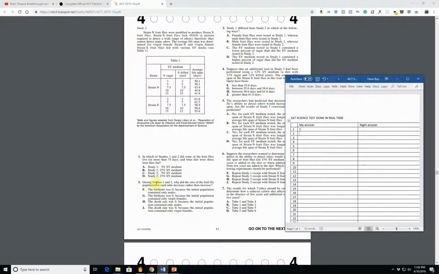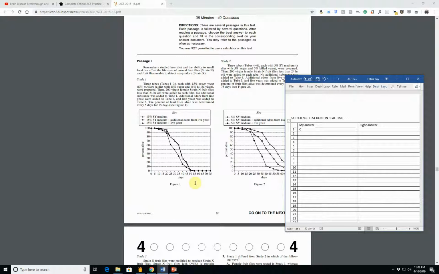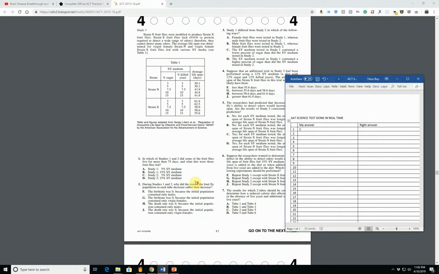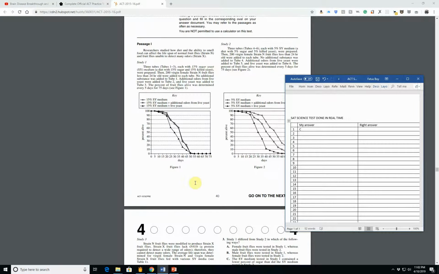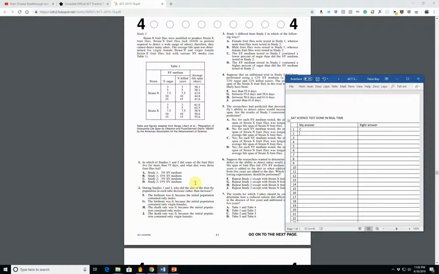During studies 1 and 2, why did the size of the fruit fly population in each tube decrease rather than increase? Well, it started with 200 and no additional substance was added. Okay, so it just means that they were female, so they couldn't reproduce. There were no males, and that's it. So the birth rate was 0, contained only virgin females, so 2 is G.